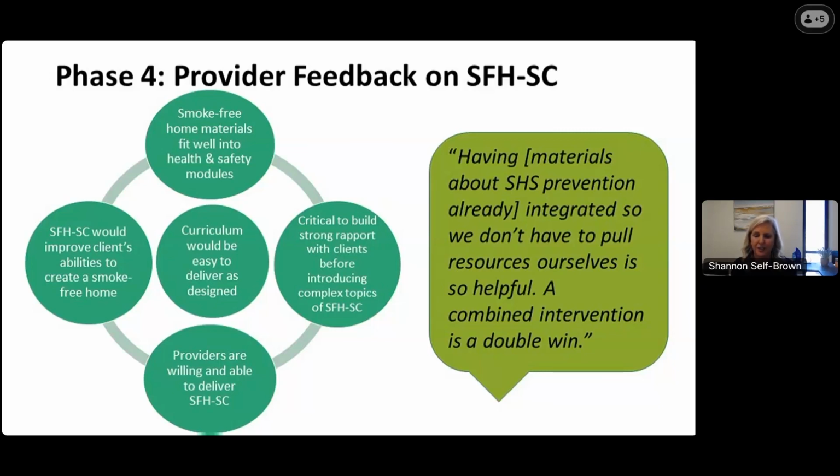A combined intervention is a double win. And so providers were addressing this issue while they were delivering SafeCare, but they were just pulling their own materials. And so by providing an evidence-based curricula integrated, we really solved that problem and can feel more confident in addressing this topic. Next slide.